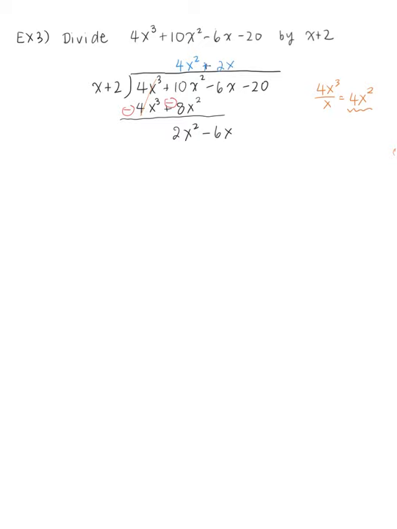Then you're going to multiply 2x times x. That's going to give us 2x squared. And then you go 2x times 2. That's going to give us plus 4x. All right, so now what we're going to do is the same thing. Draw the line and change the sign on the bottom, and then you add vertically. So first term is going to disappear. Now we're going to have negative 10x.